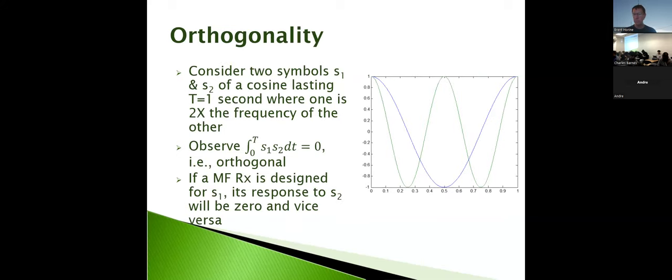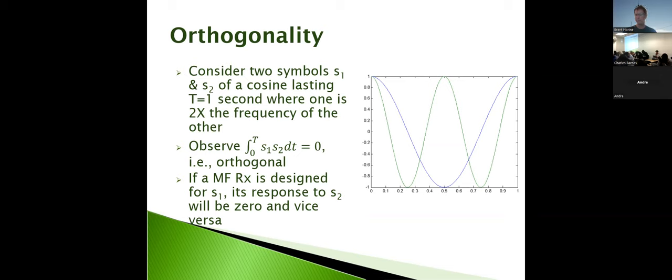So let's consider orthogonality, right? We talked about orthogonality a few times. We looked at that early on in the semester and didn't go super deep into it, but I did mention a few times that this concept is important in communication systems, and we've used it some in the past. So let's consider two symbols, S1 and S2. They're cosines. It could be a sine, but I just picked a cosine. And they're going to be T equals 1 second long. And I just drew one with the fundamental frequency of 1 hertz, right?